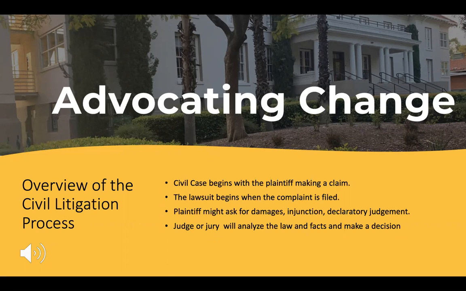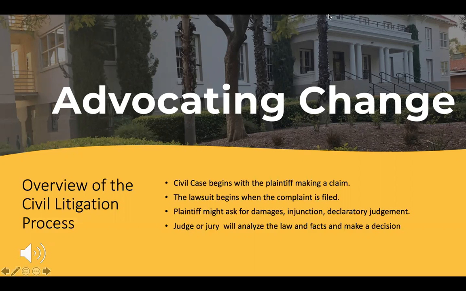In the complaint, the plaintiff might ask the court for damages, meaning money to be paid to the plaintiff for any harm suffered, ask for an injunction, which is a court order to prevent the defendant from doing something or to require the defendant to do something, or ask for a declaratory judgment, which is a court order stating the party's rights under a contract or statute.